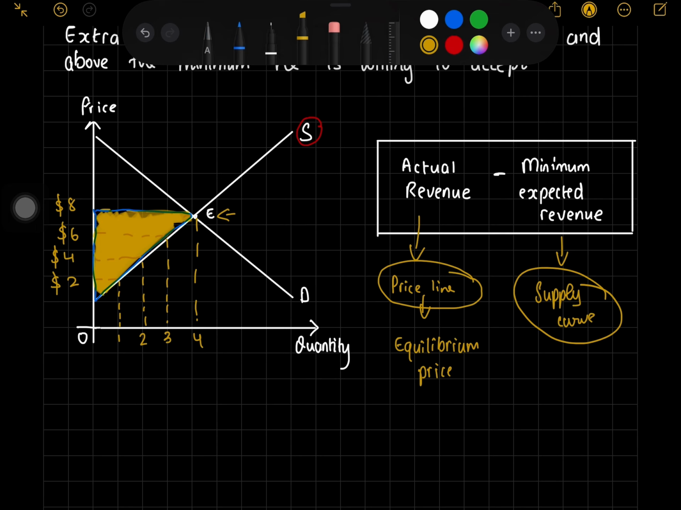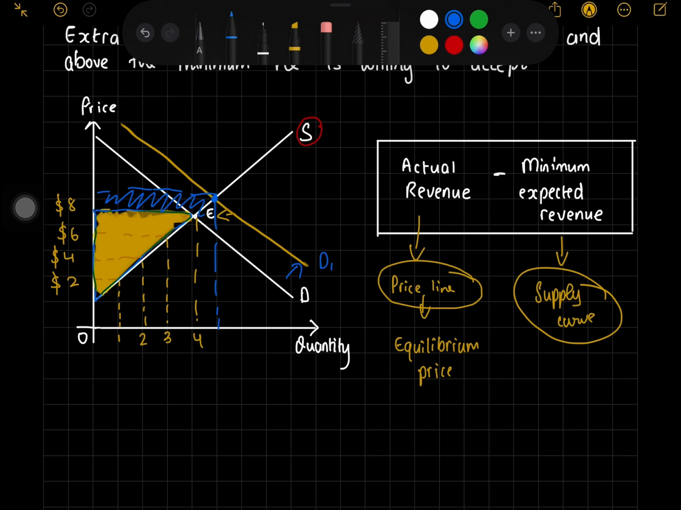What will cause the producer surplus to change? It will be a change in demand. Let's say there is a change in demand, maybe because incomes are rising. So this change in demand will cause a rightward shift of the demand curve, which will cause the equilibrium price to rise. And this will be our extra producer surplus. So a change in price is what causes a change in the producer surplus.